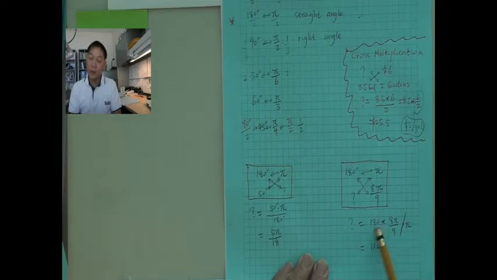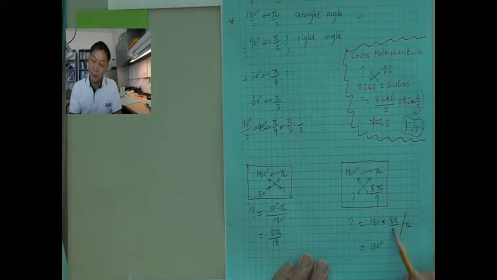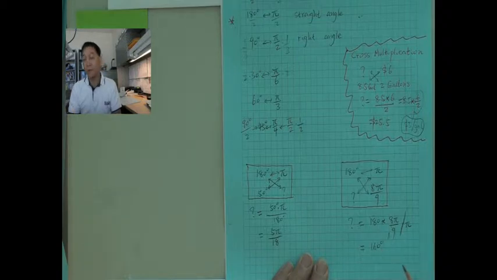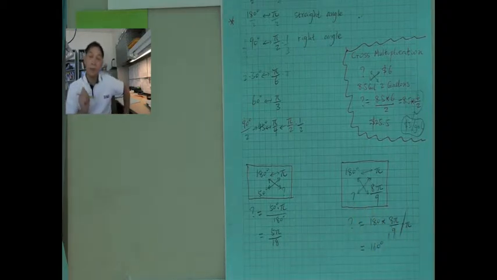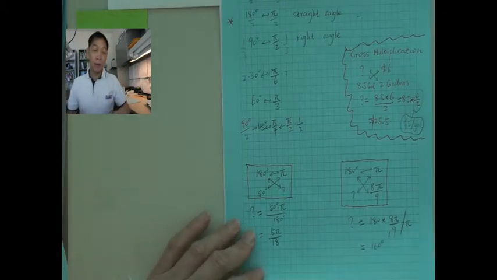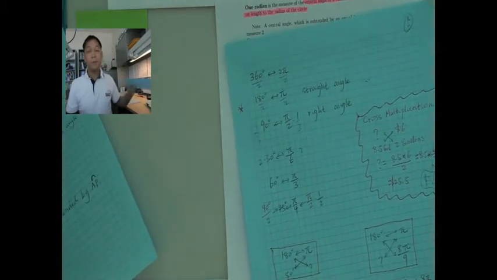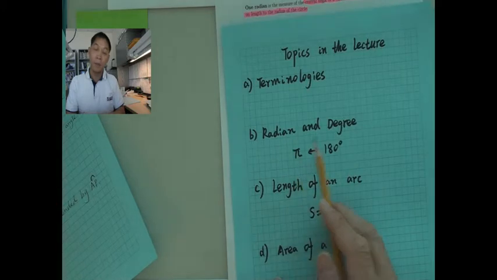You know, 9 and 180, this will give us 20. 20 times 8 is 160. You cancel pi upstairs, downstairs, so you have 160 degrees. So it's very fast. Okay? This will bring us to the end of the second topic. What is that? Radian and degree.